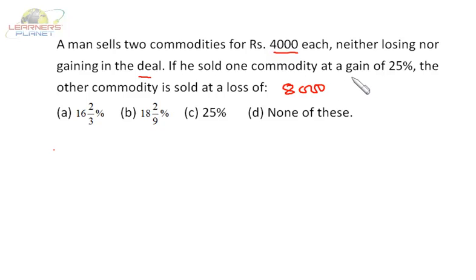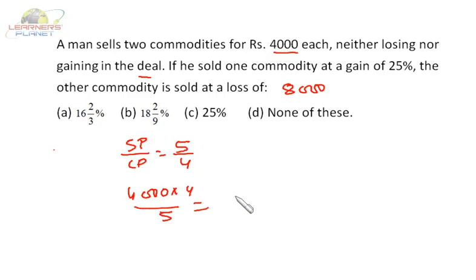Now the one commodity is being sold at 25% profit. Okay, that means SP by CP ratio for this is 5 by 4, or we can say 1.25. So it's 5 by 4. Now if selling price is 4,000, we can find out the cost price of first commodity. So it is 4,000 into 4 by 5. So it is 3,200. Now the total cost price was 8,000 and the cost price of first is 3,200. That means the cost price of the other commodity is 4,800.